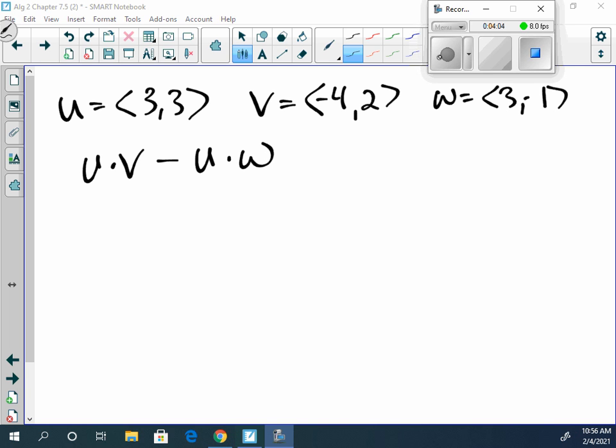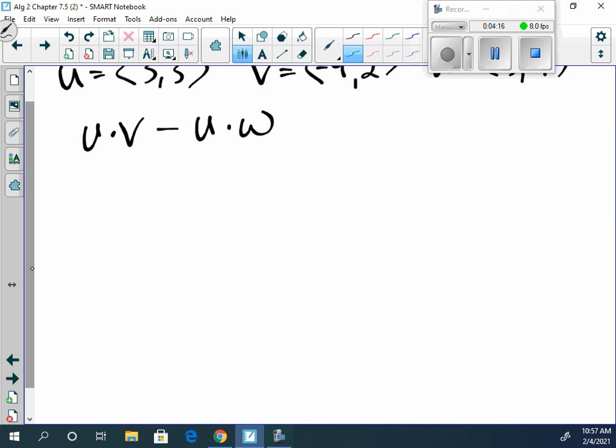It's u dot v minus u dot w. So this is a dot product, and this is going to be a dot product. I'll make sure that's clear, especially on the test, that if we're using multiplication, we write uv or parentheses, something other than the dot for multiplication.